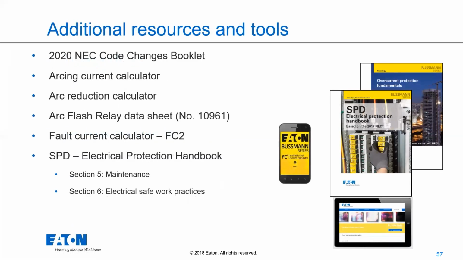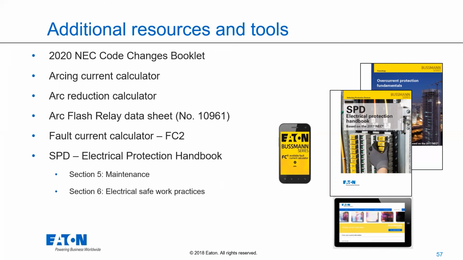So some additional resources that you can use. The 2020 NEC code changes booklet. Bussmann publishes a code changes booklet every year. It's a fantastic booklet, and it includes all of this information that has changed in response to the arc reduction with fuses. We've got that online arcing current calculator and that arc reduction calculator. That was arc.bussmann.com that can tell you, in a single click, whether or not a fuse that you have will pass or fail the new 2020 NEC requirement for fuse arc energy reduction.